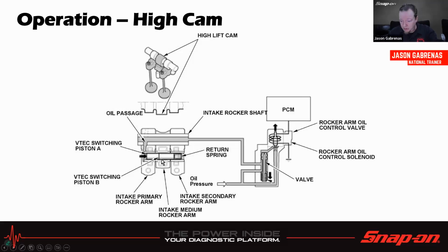Subaru uses a similar system on some of theirs, and we had a special tool to clip it in and hold it in place. So if we had to remove the rocker assemblies, they wouldn't fall apart like that, right?